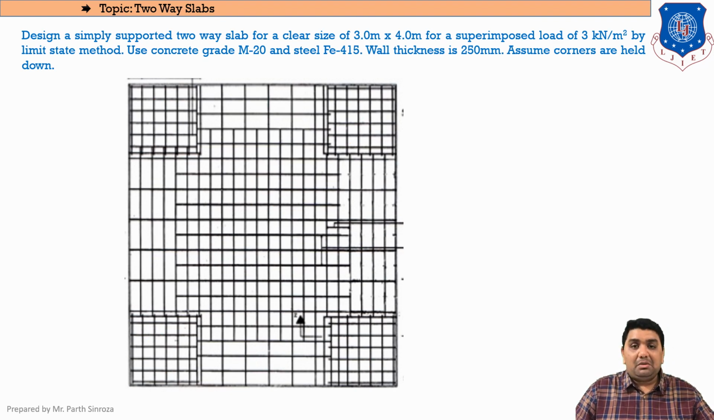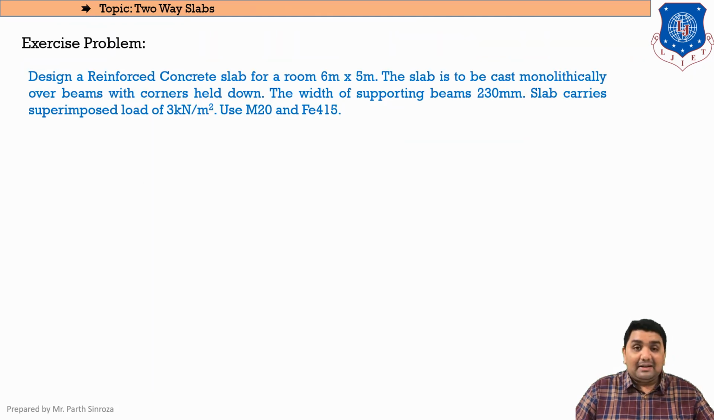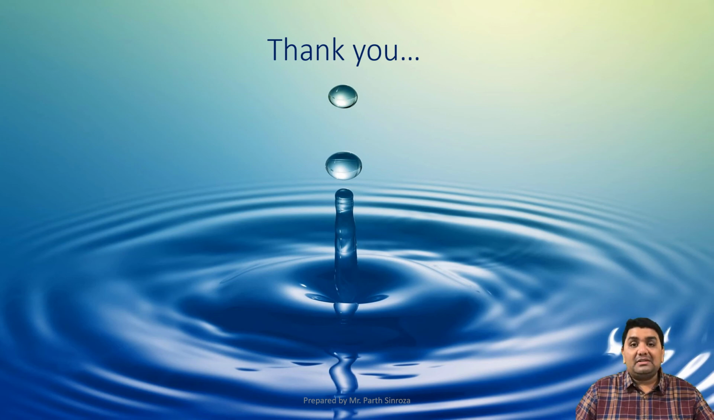So this figure will be helpful to actually visualize what we have designed. This was our sum pertaining to the corners held down condition, and this will be our exercise problem. Solve it because it is very important. As you can see in your question bank, generally two-way slabs with this criteria are asked in abundance. Clear? So this is the exercise problem for today, and in the next section we will be discussing continuous slabs. Thank you.